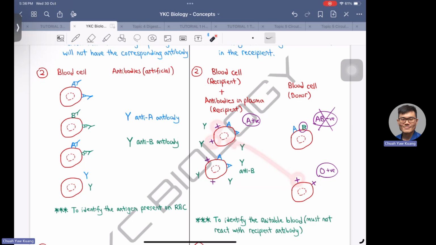So in this case, there's no antibody in the plasma of the recipient that will clot this red blood cell. If there's nothing that can clot the red blood cell, then this red blood cell is good to be donated to the recipient. So the major purpose of blood transfusion compatibility checking is mainly to identify the suitable blood. And suitable blood means that it must not react with the antibody in the recipient.